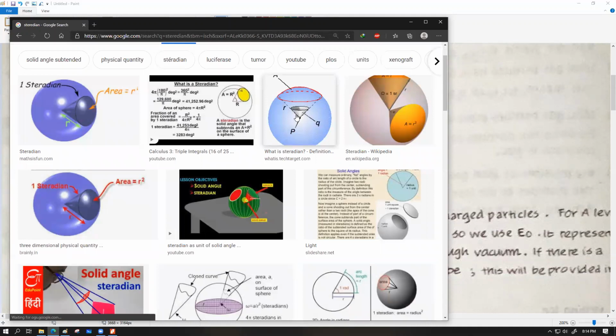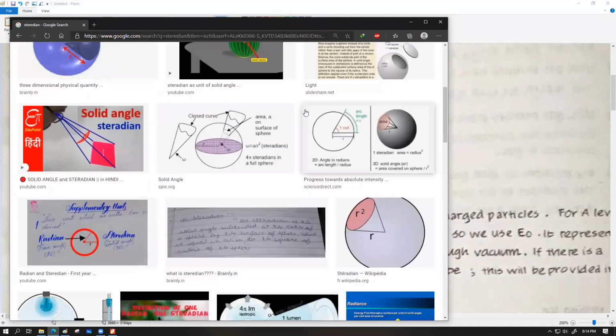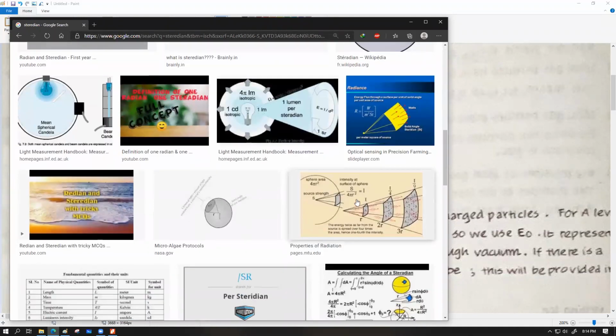So let's say you have a sphere. If you take out a conical shape out of a sphere, this is what a three-dimensional angle is like. It doesn't have to be conical. It can be pyramidal as well. For example, this is an example of a pyramidal angle. So this is a three-dimensional angle.